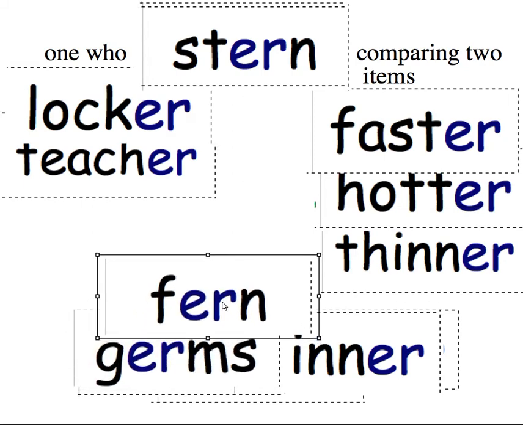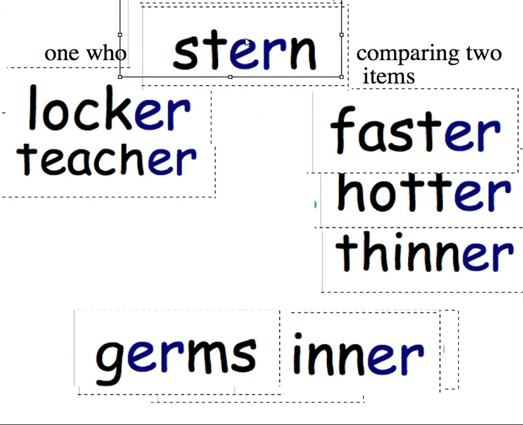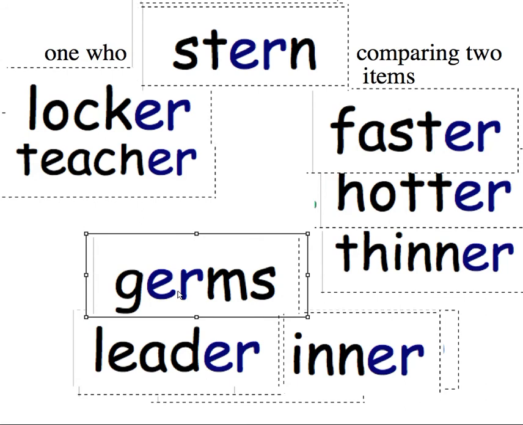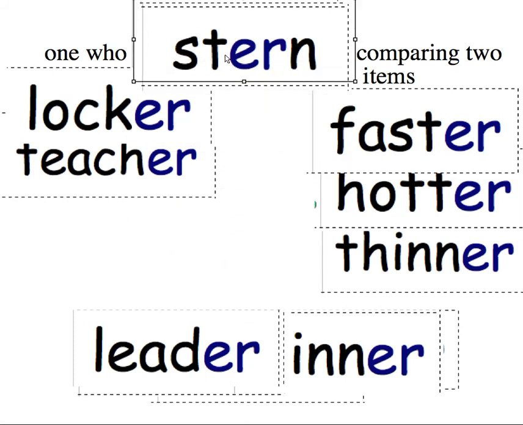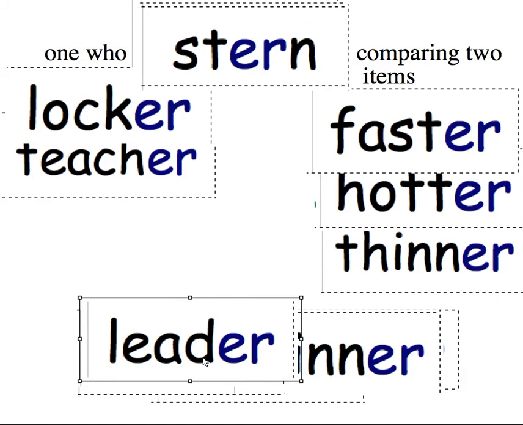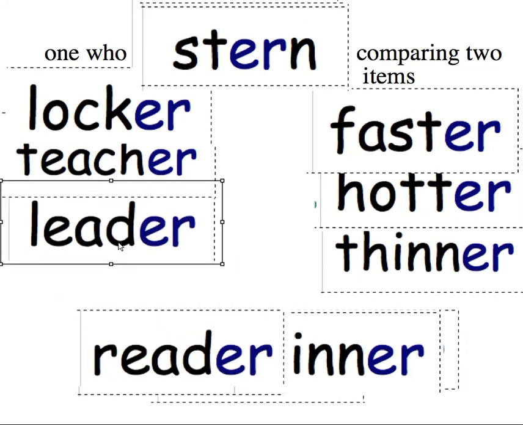How about fern? Neither one. It's gone. Germs? It's not at the end, Mrs. Slessor, so the prefix or the suffix comes at the end. The suffix, there is no ER suffix at the end, so it doesn't mean one who or comparing 2. How about leader? Is that someone who, or is that comparing? Very good. A leader is someone who leads.